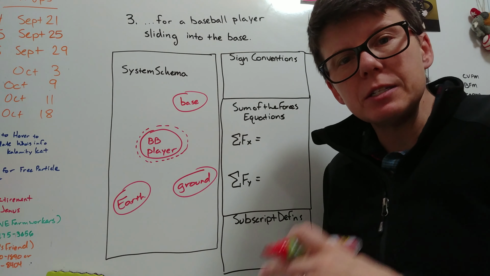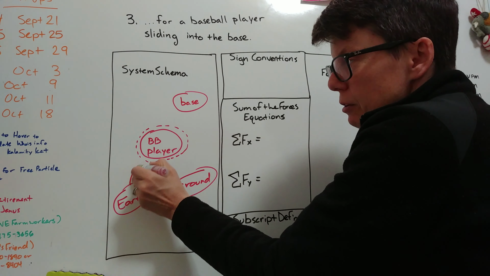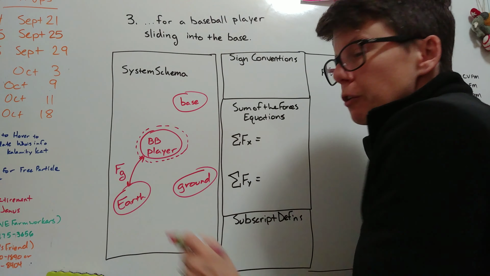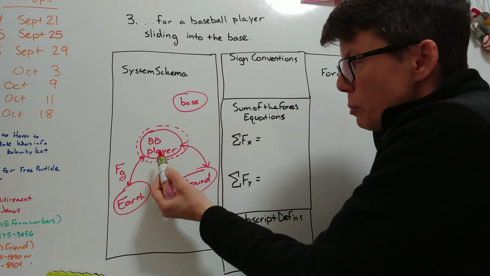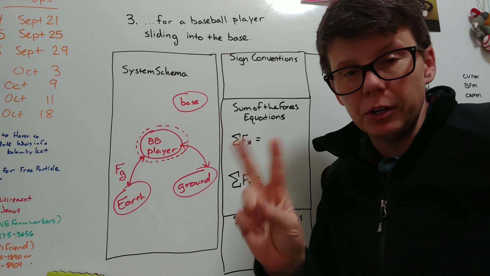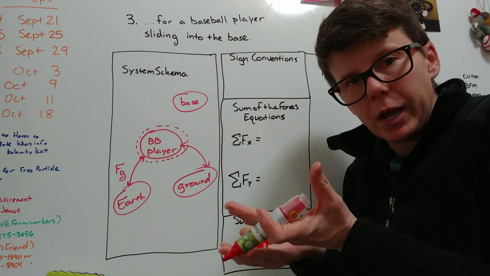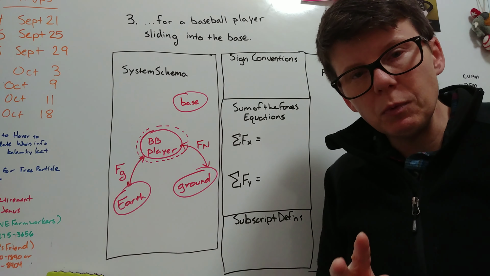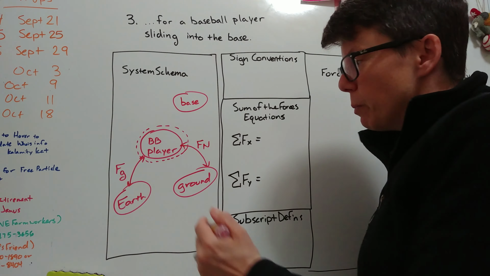Connect each of them and identify each of those with a force name. The earth-player interaction is known as the force of gravity. The player-ground interaction, actually interactions, there's 2 of them. First of all, there is the normal force. The ground is supporting the player. The second one is friction. As the player slides into the base, their motion is being resisted by friction.